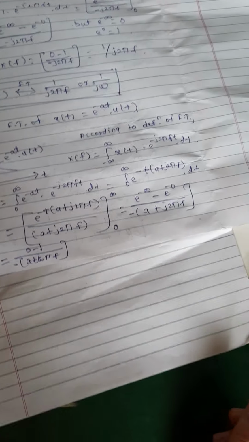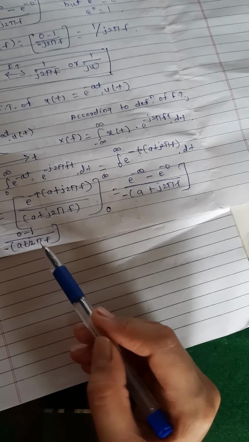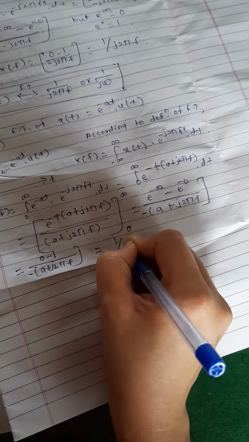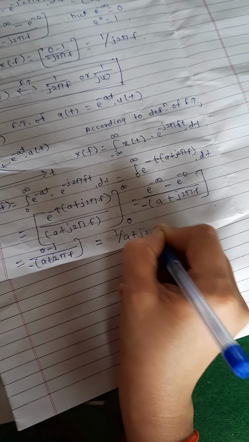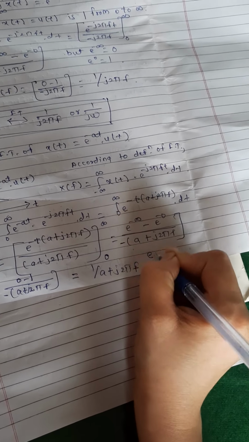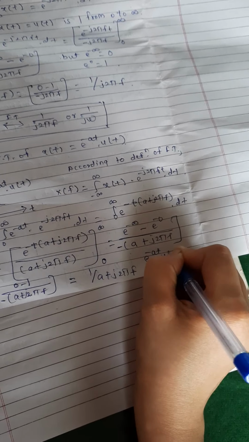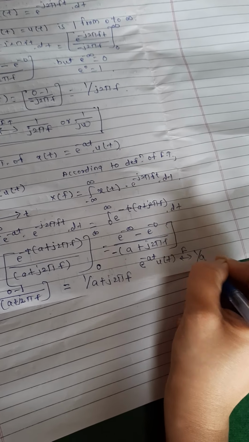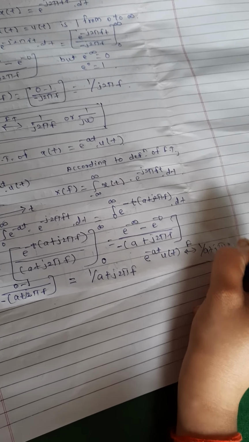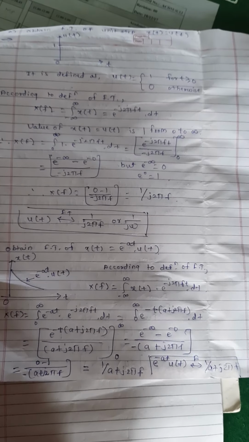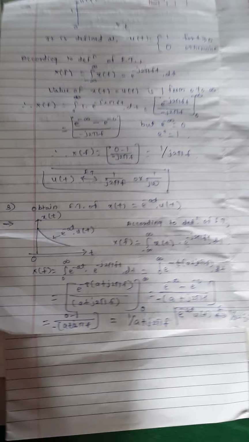e raised to minus infinity is 0 and e raised to 0 is 1. So 0 minus 1 divided by this, so we get 1 by a plus j 2 pi f. So we can write that the Fourier transform of e raised to minus at u of t is 1 by a plus j 2 pi f. This is the answer. This problem was asked for 3 marks.